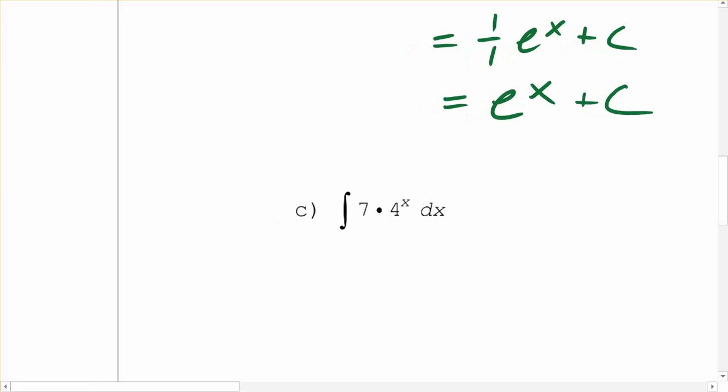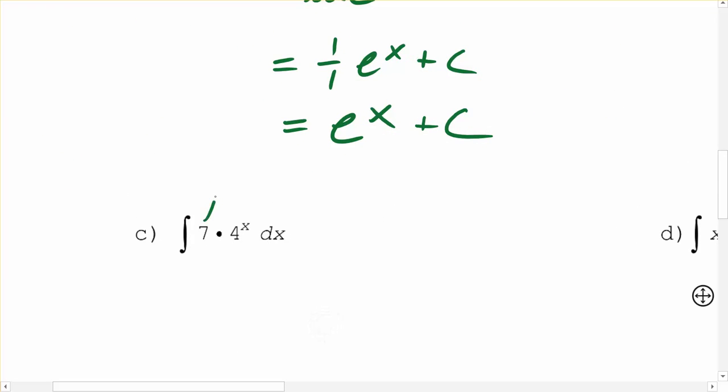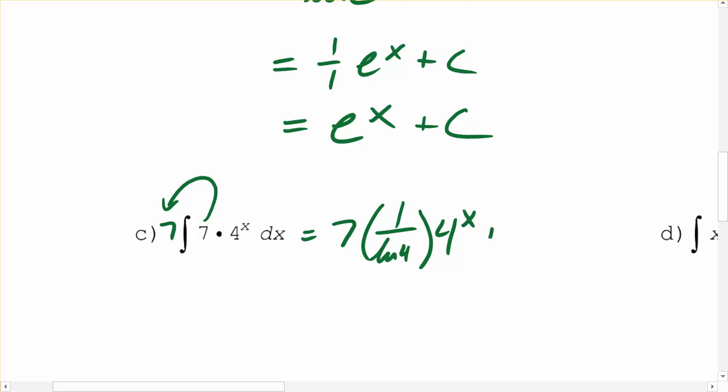Let's go to this one. What can we factor out to the front here? 7. So what does this one become? 7 times 1 over ln 4 times 4 to the x plus c. Do you see those parentheses I put in there? Those are super important. Please put them in. You will mess this up if you don't.